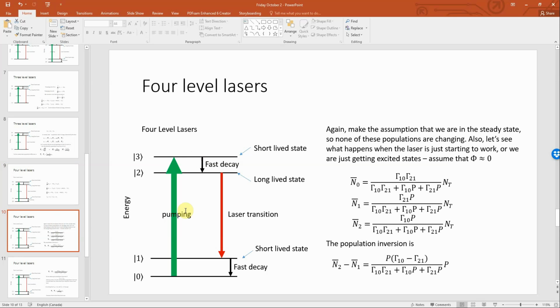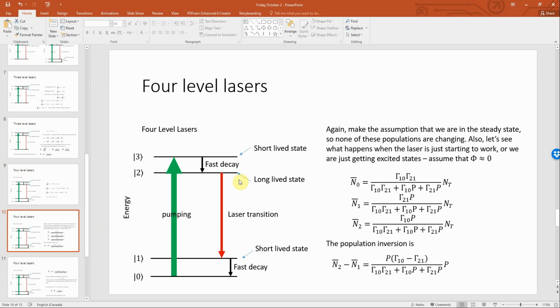Okay, so again, we make the same assumption that in the steady state, the rate of change of the population is 0, because that's the definition of the steady state, that nothing's changing anymore. And we're also going to assume that we're at the threshold of this laser just working, so that means we have almost no photons in this cavity, so let's assume that phi is equal to 0, where phi is the number of photons. That gives us 3 steady state population values.